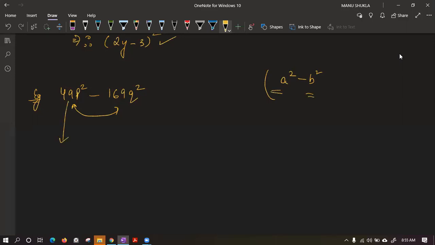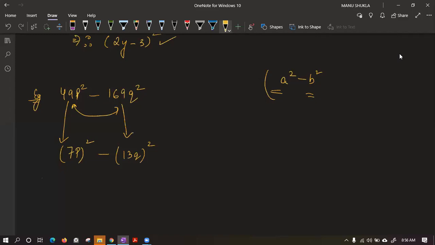This 49p square came from 7p. Then we have a minus sign. 169 came from, class please tell, 169q square came from, Hiteshri, good. Yes, it is 13 square. So 13q bracket square. Now it is resembling our identity number 3 properly.